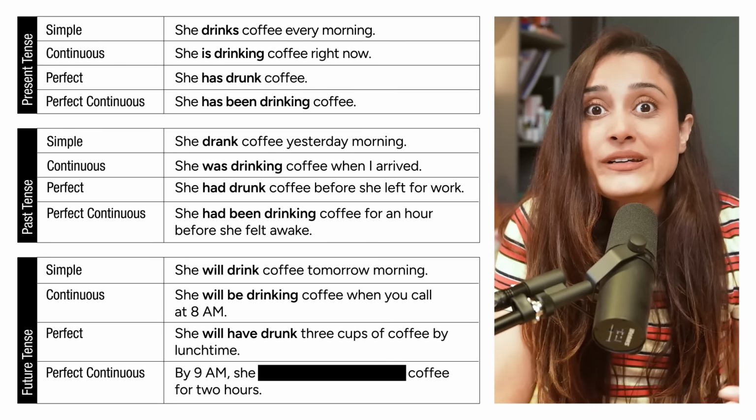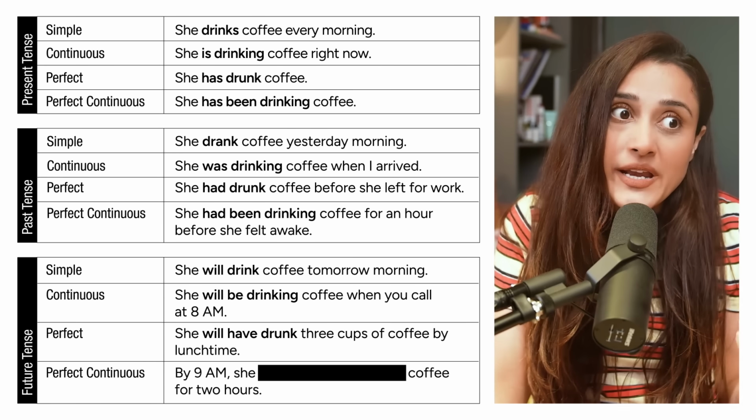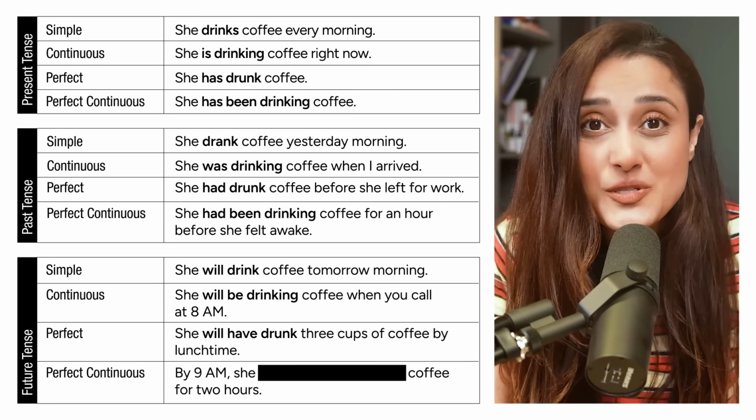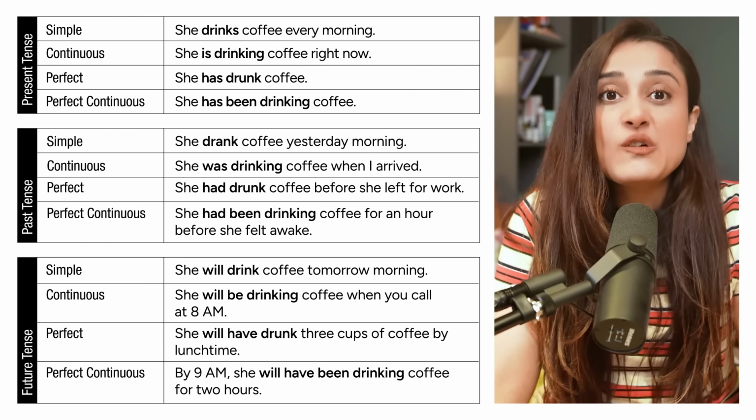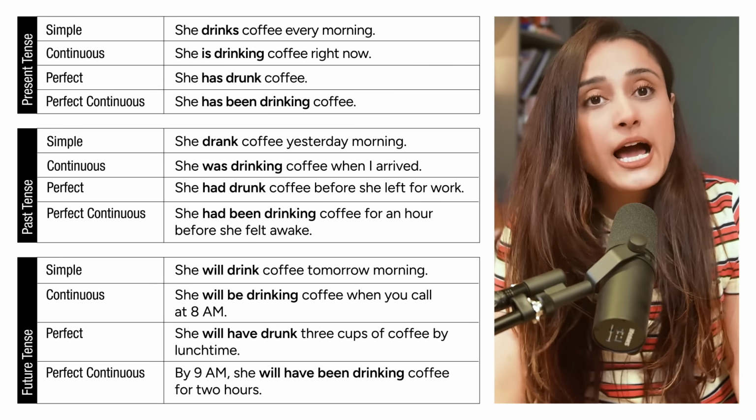Okay, so see how tenses are helping you explain when what happened. All right, that is the purpose of using tenses and understanding them. By 9 a.m., she will have been drinking coffee for 2 hours. Future perfect continuous. So now we will learn how to change a present continuous sentence into other 11 tenses.